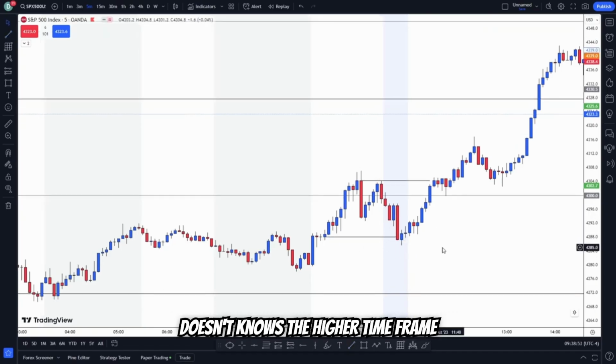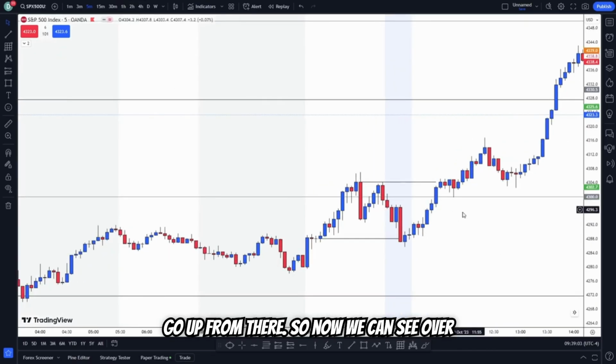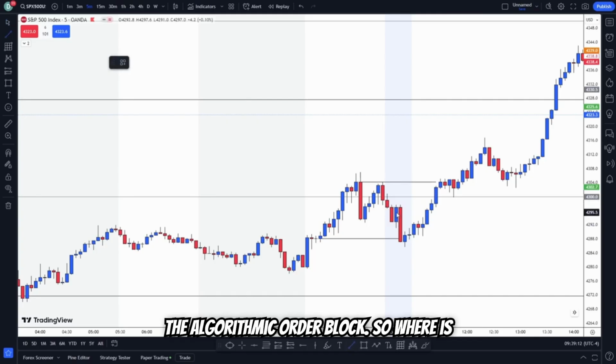So for a person who doesn't know the higher time frame narrative of 1H time frame, like we know at 1H time frame it's touching what? Equilibrium, right? So now price can go up from there. So now we can see over here that price has gone below this. Now what is the algorithmic order block? So where is that? This one, right?